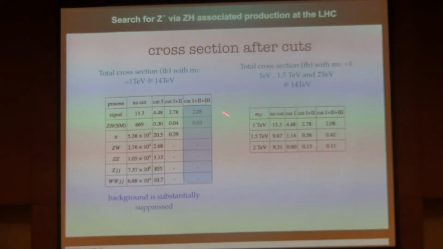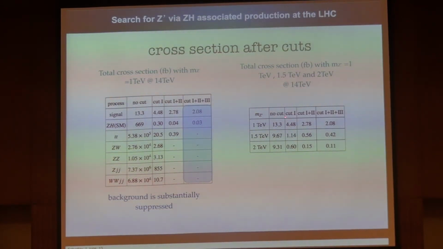After performing the 3 cuts, we can see again the total cross section of signal and background. We can see that after cut 1, cut 2, and cut 3 are all imposed, all the standard model background is clearly suppressed, and the signal remains clear, and also here for different Z prime mass, we also get the cross sections after 3 cuts.